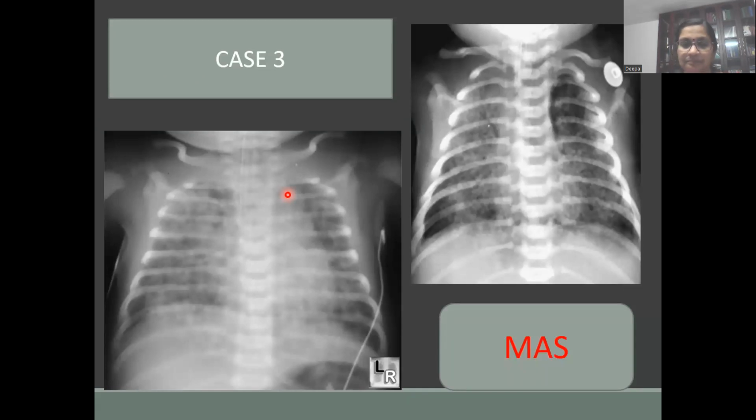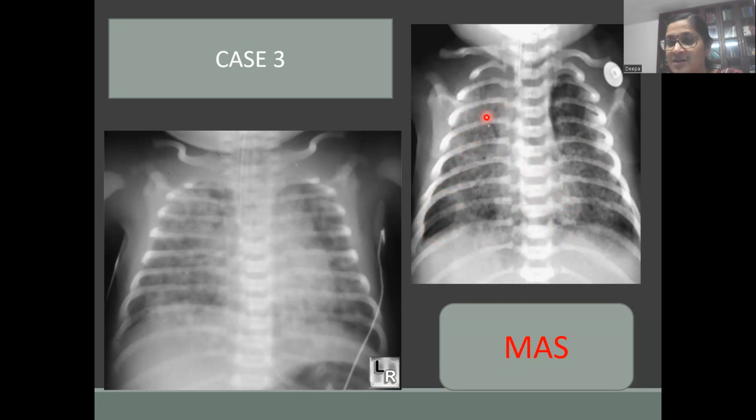Moving to case 3, you have a term baby who was born through meconium stained amniotic fluid, was a vigorous baby, cried soon after birth, but developed respiratory distress after birth and had to be intubated. And this is a classical X-ray. You get to see meconium aspiration syndrome. Here in meconium aspiration syndrome, the lungs are usually hyperinflated. You get inhomogeneous, asymmetrical opacities with patchy areas of collapse and areas of hyperinflation in the same X-ray.